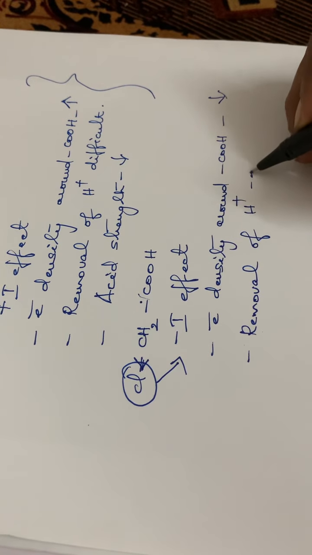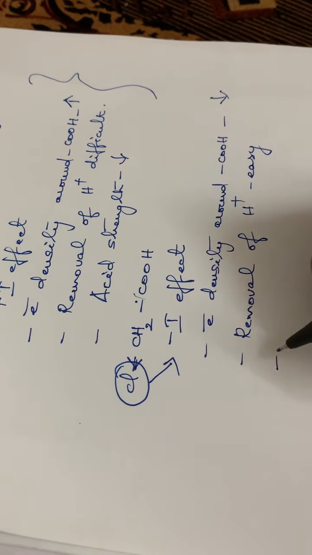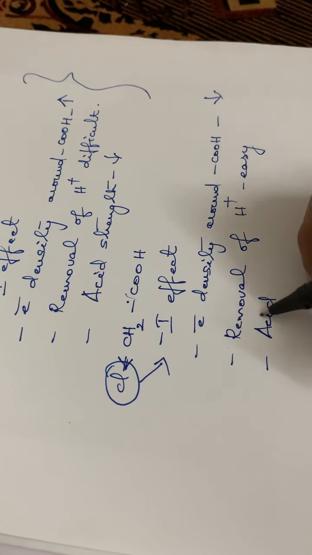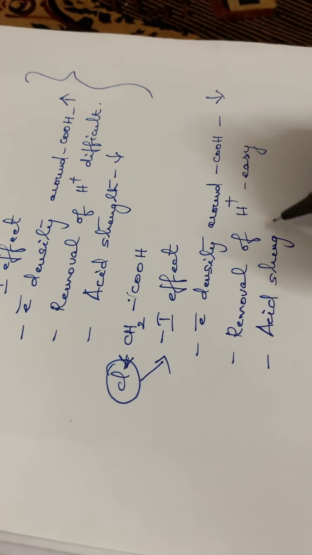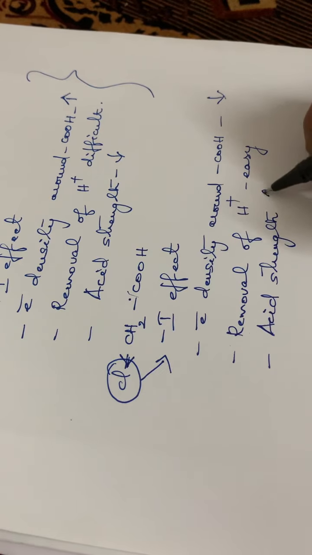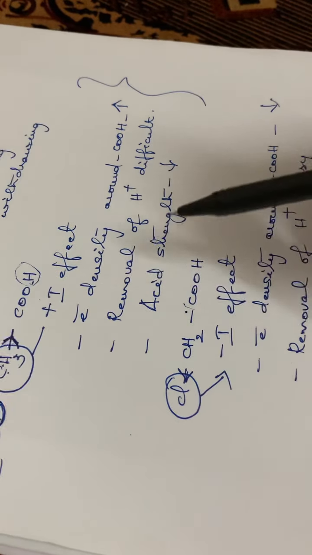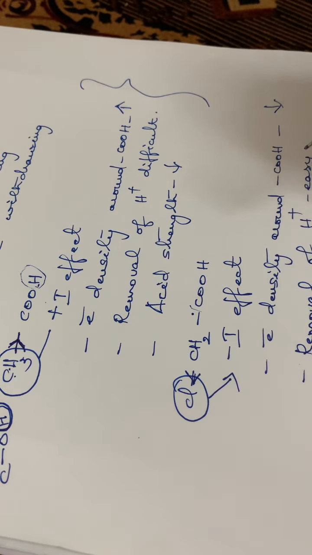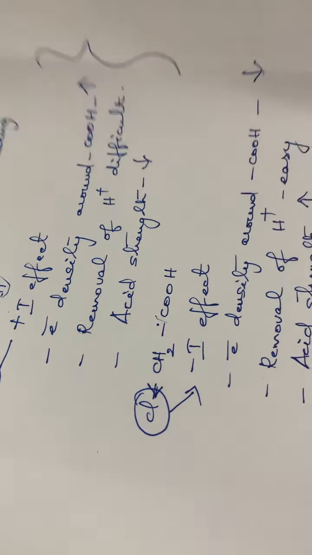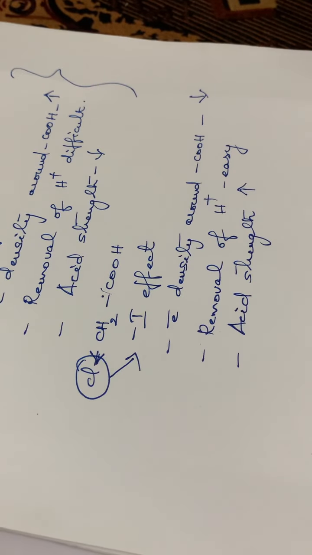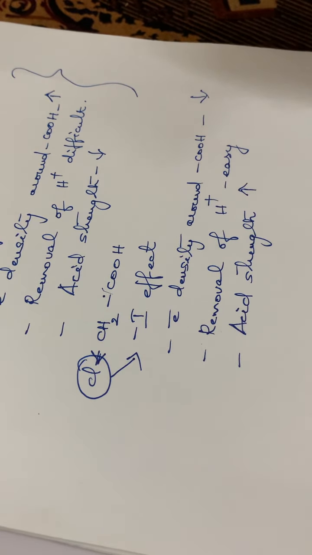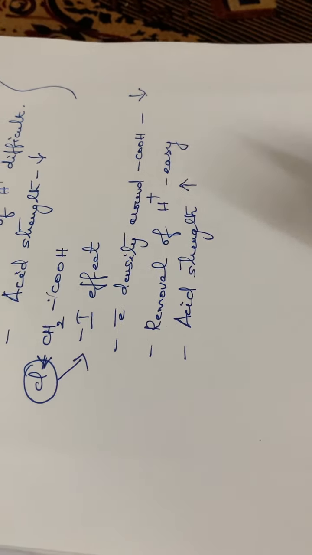Removal of proton is easy, and therefore the acid strength increases. Okay, so these are the two cases, plus I effect group and minus I effect group in a particular acid group. Then now we can go through some of the examples given in your textbook. Hope you are clear with this theory part. Then we can go through some of the examples.